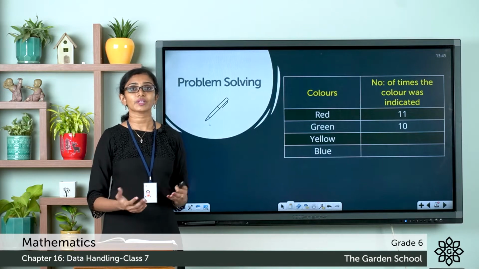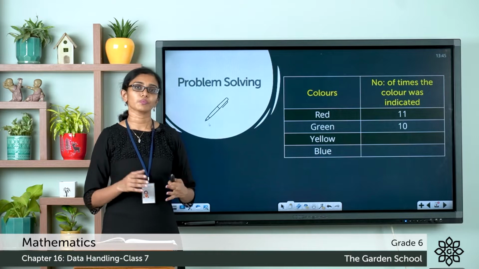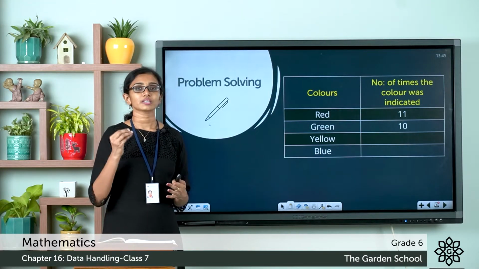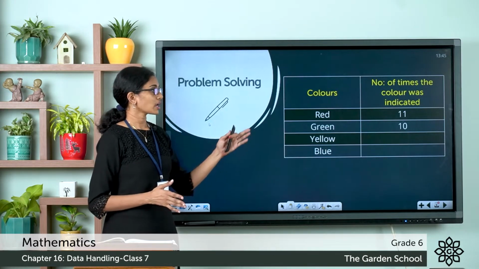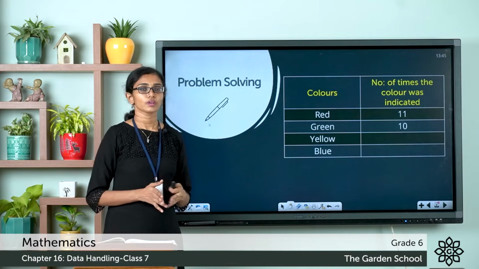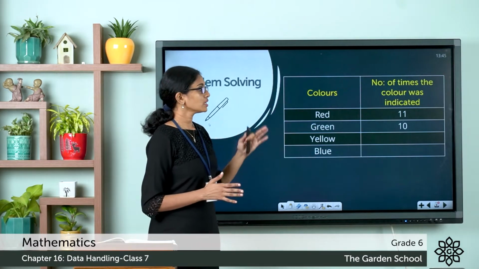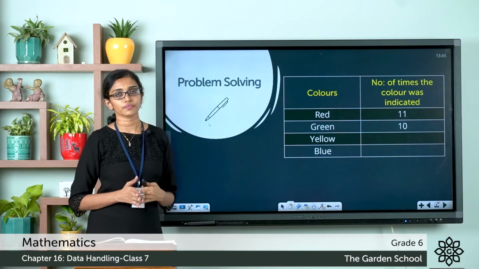Frequency means the number of times a data item or a category of data occurs in a set of observations. Okay. So you have to count the frequency that each color occurred in the set of observations, and then you have to write the count in the table. So the first column can be used to represent the colors, the other column can be used to represent the number of times the color was indicated by the pointer of the spinner.